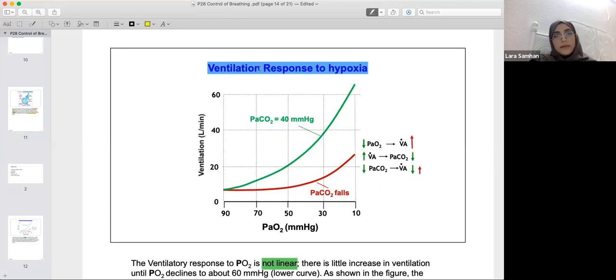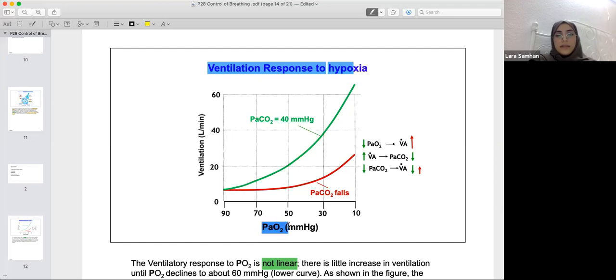Now, the first figure we'll talk about is the ventilation response to hypoxia. Hypoxia is basically hypo, meaning low, and oxia, meaning oxygen. So we have low oxygen levels. But how does this happen? We have this graph that shows a y-axis and an x-axis.